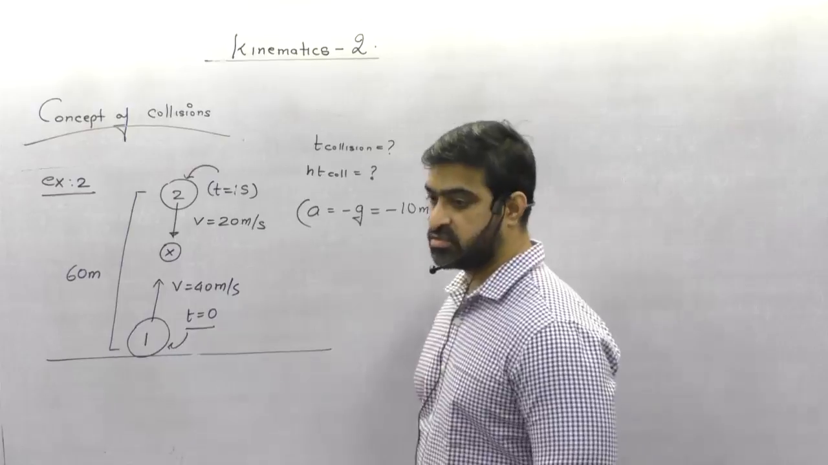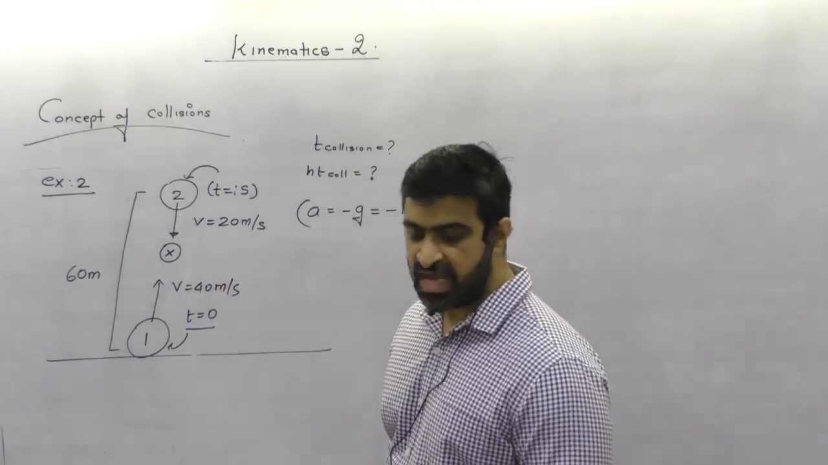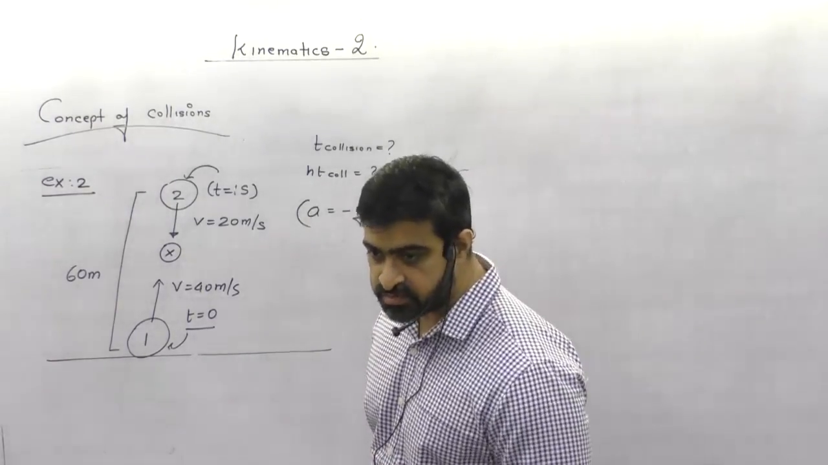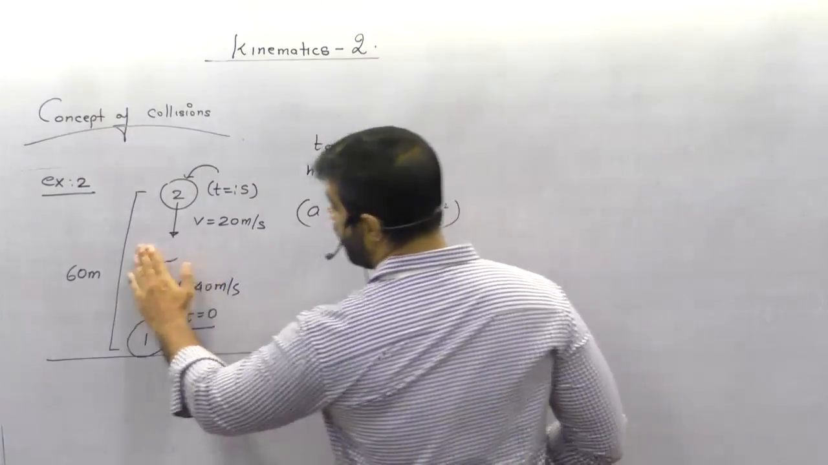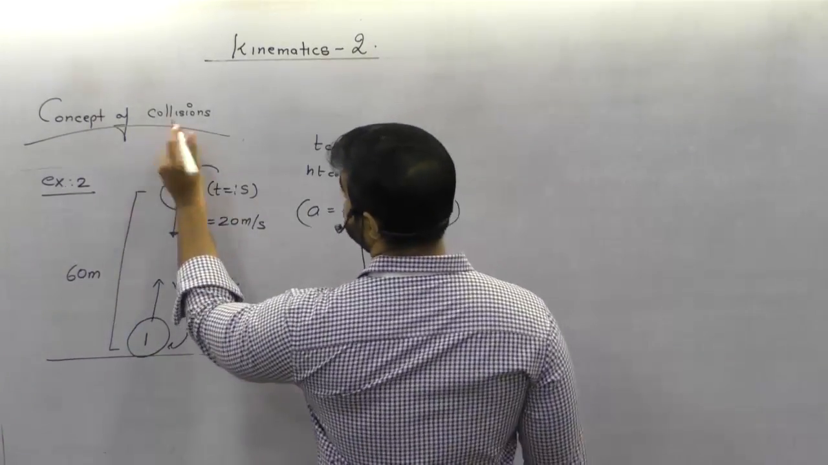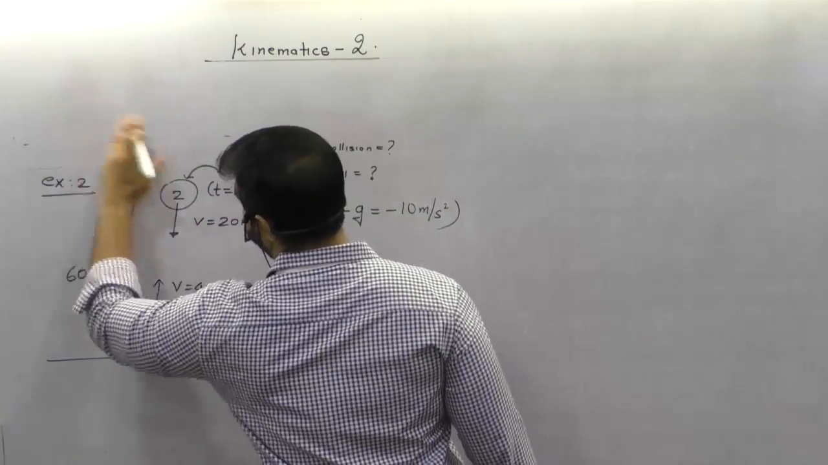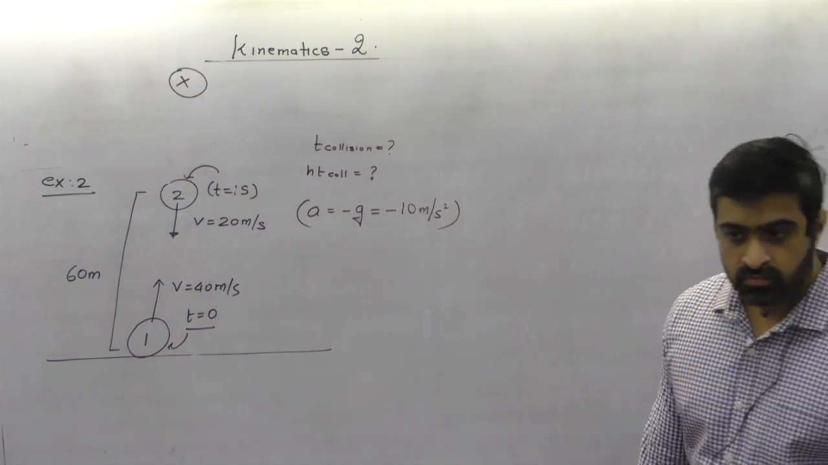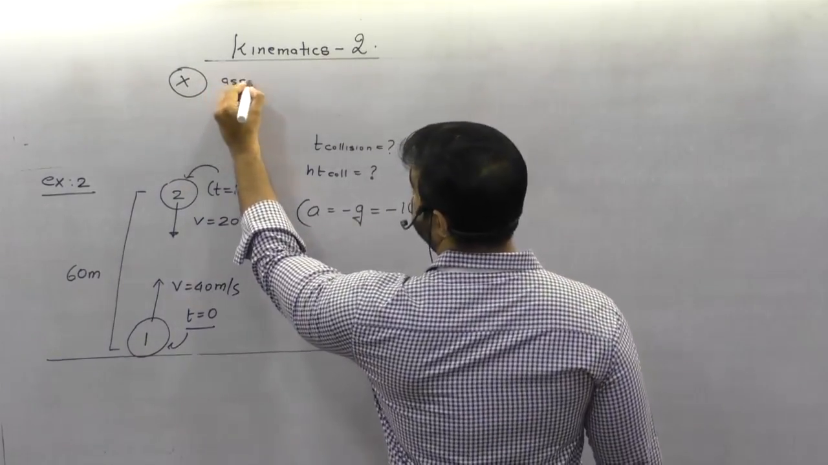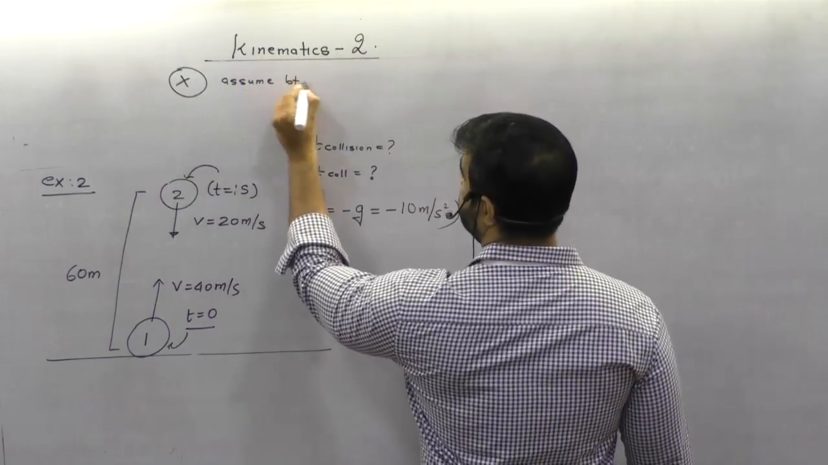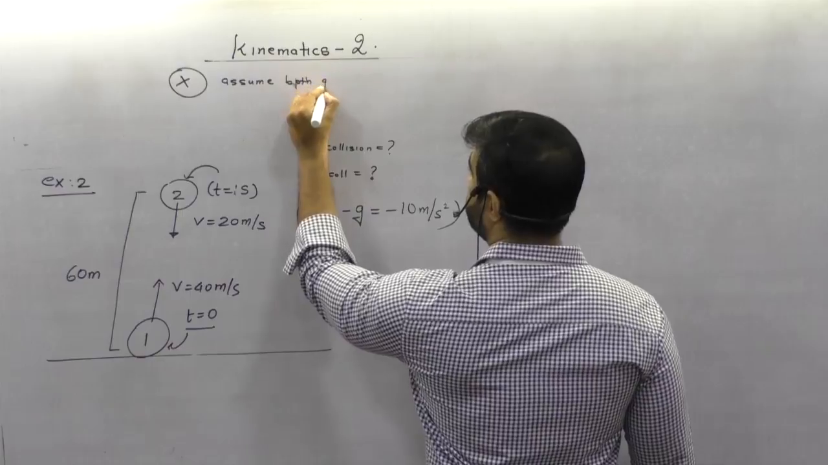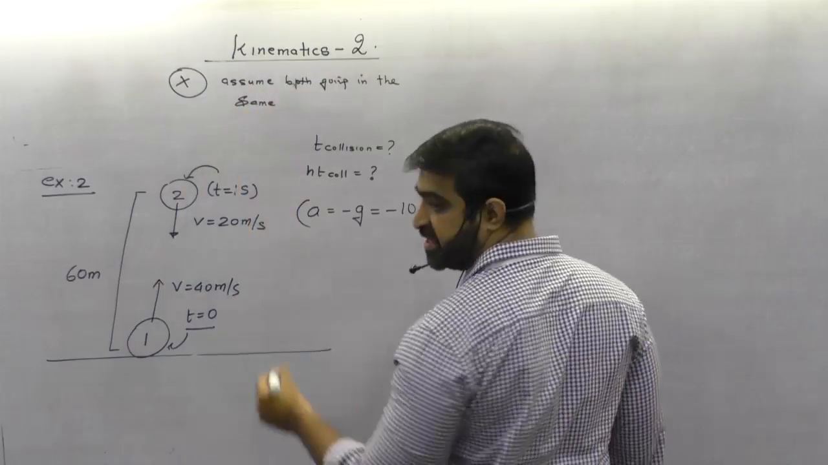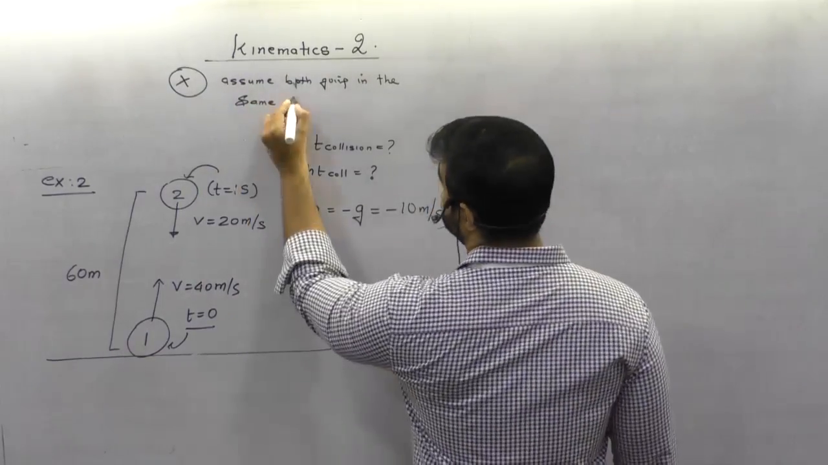But if you solve like this, it will be a difficult sum. I have made a trick for you. You will get the correct answer, because mathematics always gives you the right answer. You assume that the collision is not happening over here. You assume that the collision is happening somewhere here. Assume both going in the same direction. Assume, I am not telling you practically. Assume in your mind both going in the same direction.